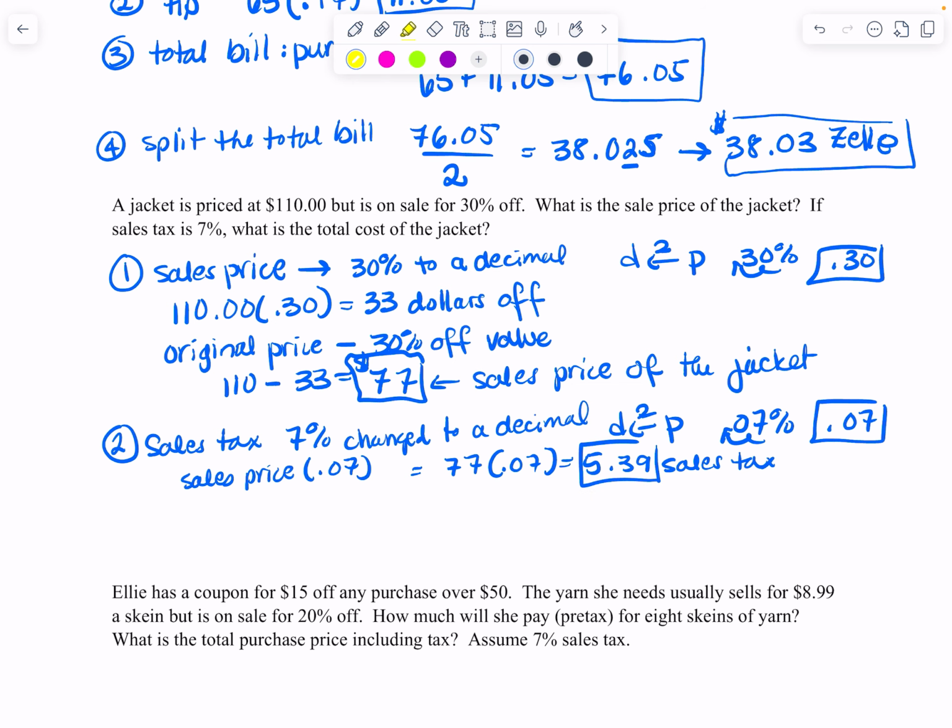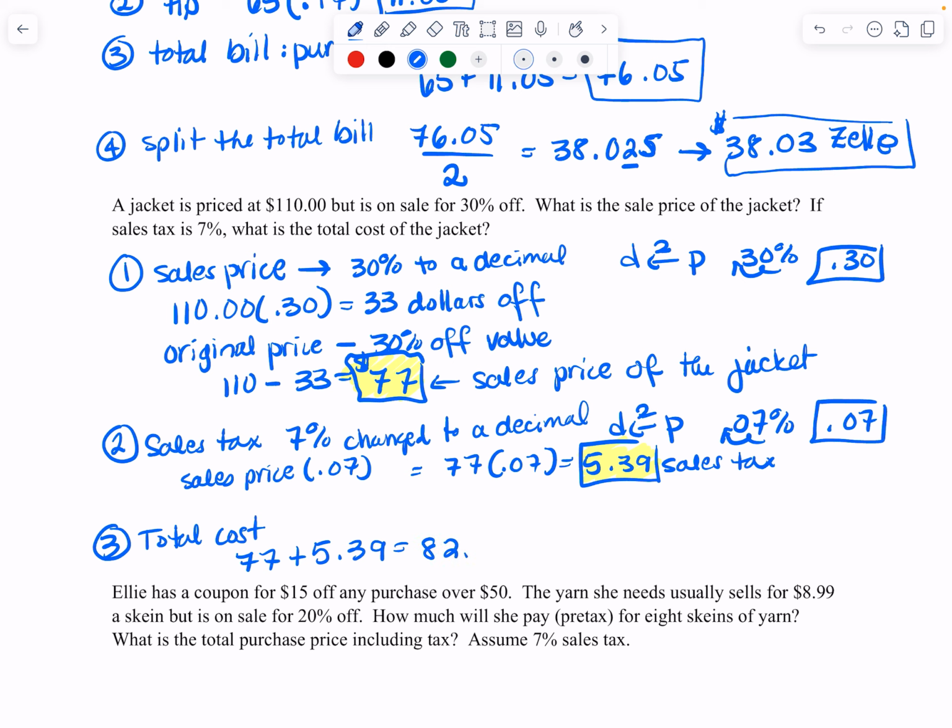So I'm going to highlight what we found so far. Sales price of the jacket is $77. Sales tax is $5.39. And then 3, the total cost of the jacket. So I'm going to take the sales price of the jacket, which is $77, plus the sales tax, which is $5.39.